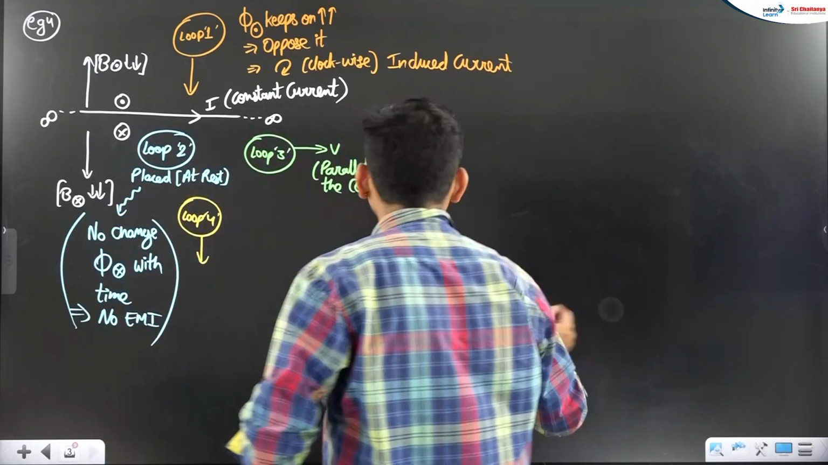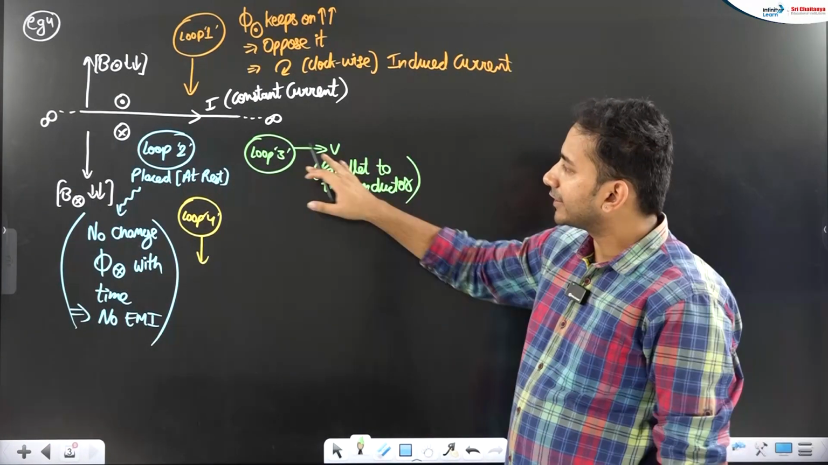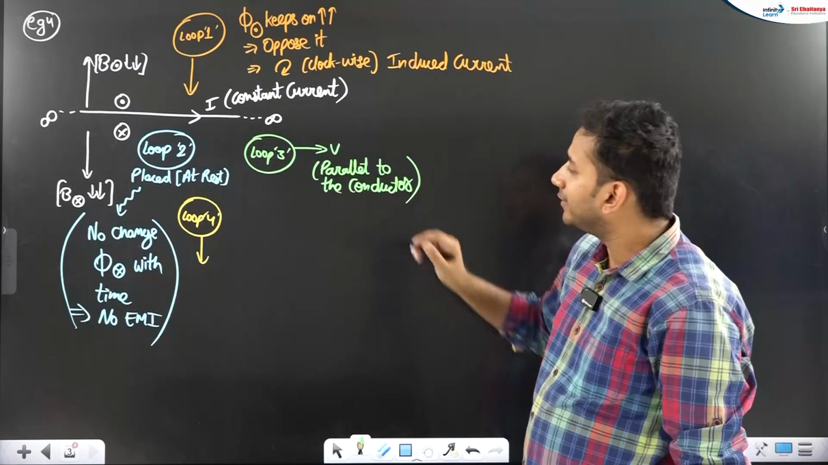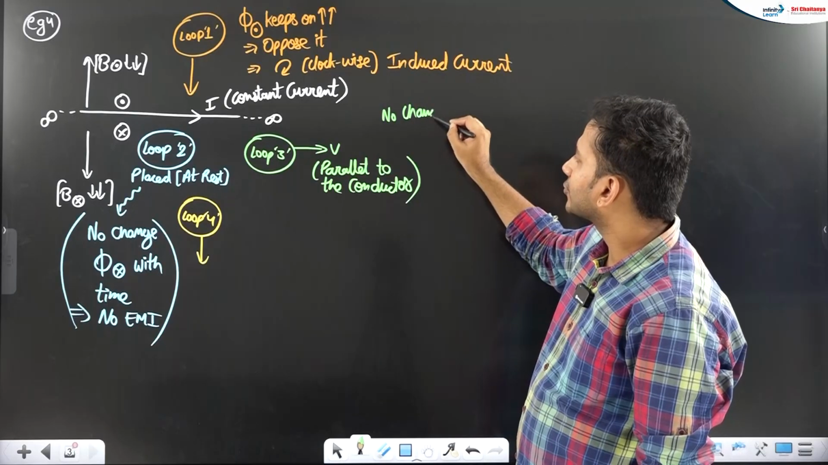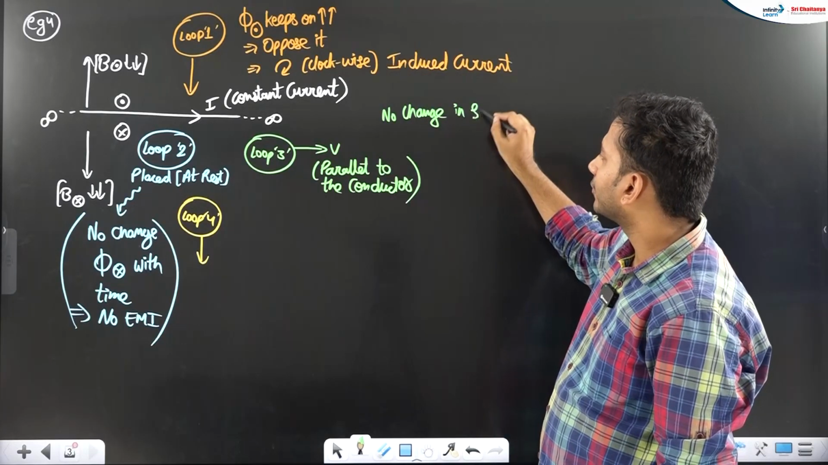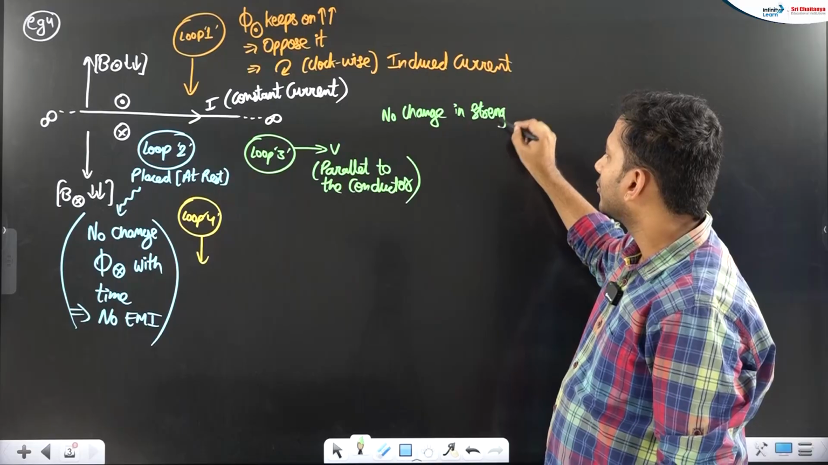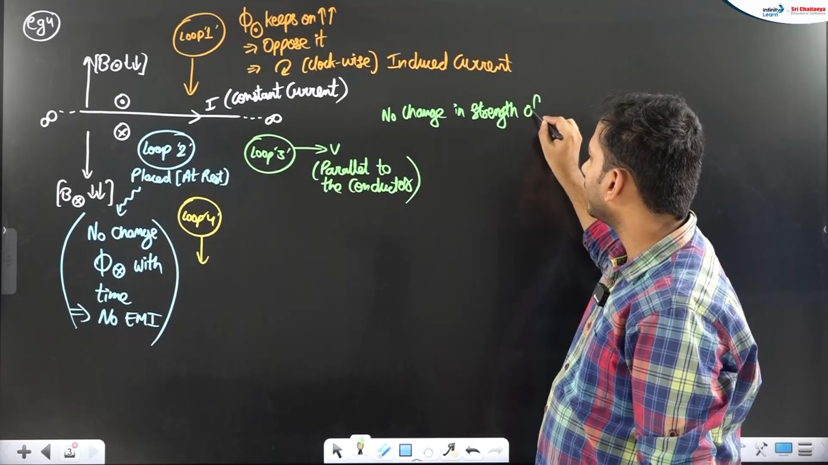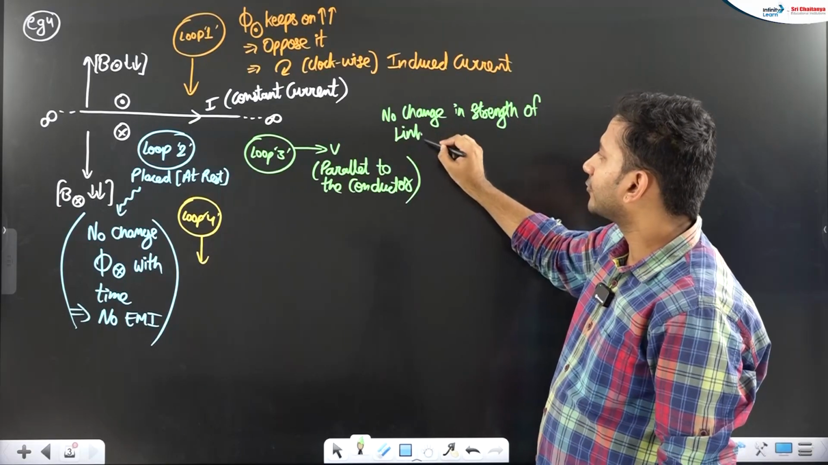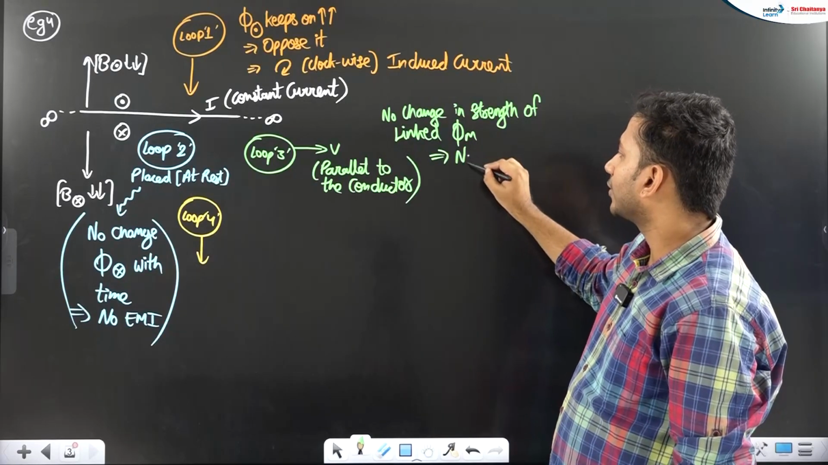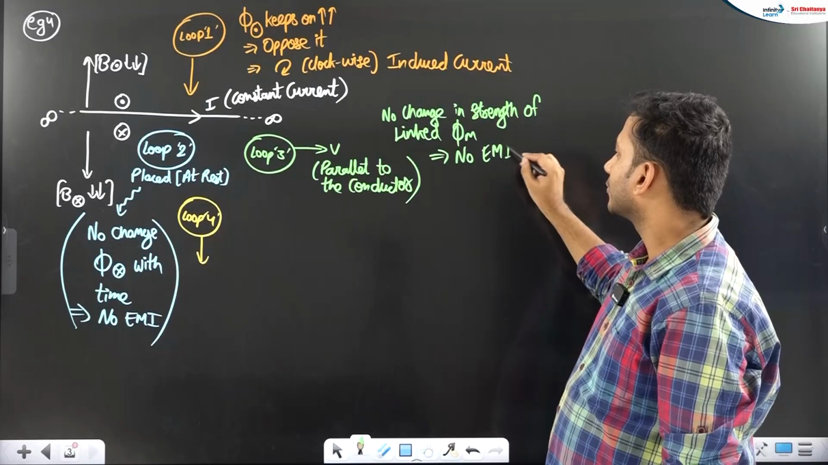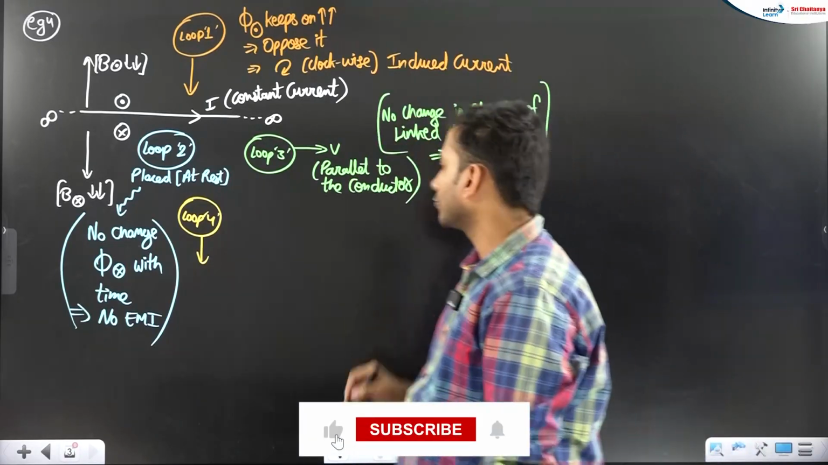What about the green colored loop, sir? It is also moving within the field, but there is no change in strength of linked magnetic flux. No change in the strength of linked magnetic flux. If there is no change, then definitely you will say this implies no electromagnetic induction. There is no EMI happening here also.